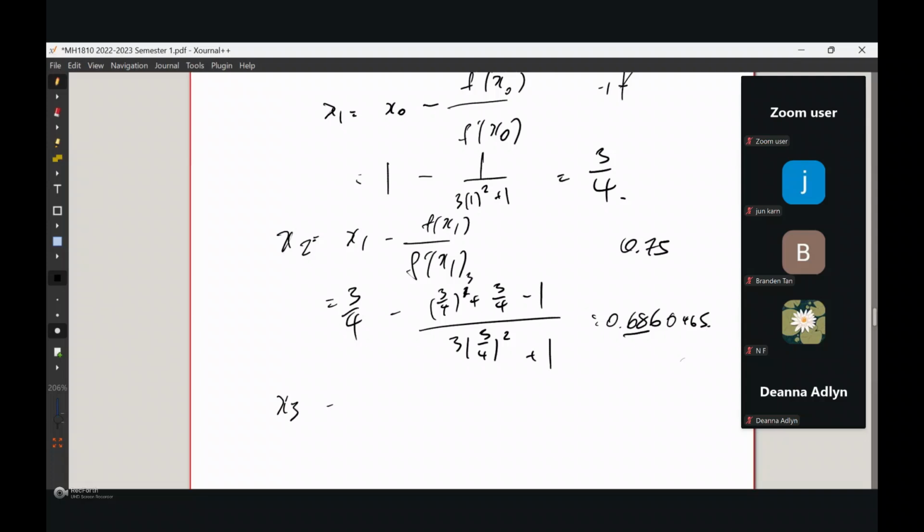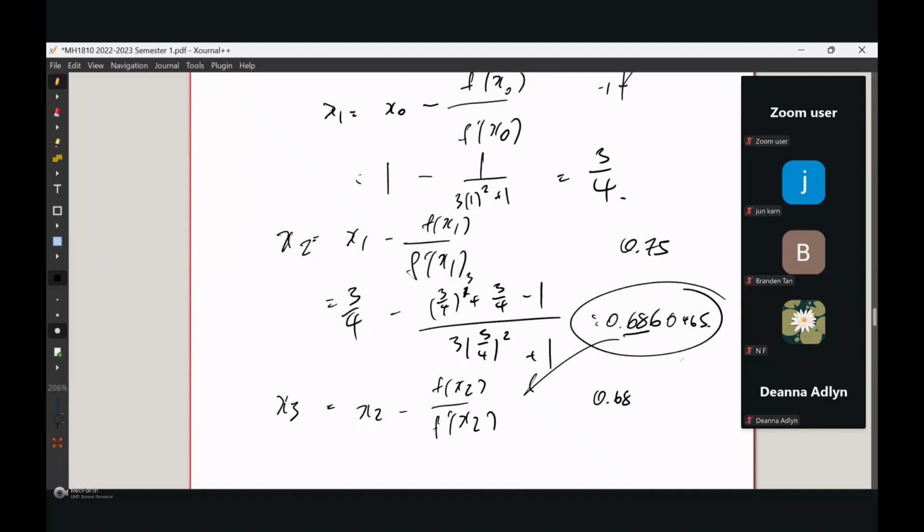So x3 is x2 minus f(x2) over f'(x2). Use this value, plug in here. Just keep repeating until eventually you will get 0.68 something. Then you see that the two decimal places are stabilized already. Then you can stop. The final answer should be 0.68. You will need to do one more time to ensure that it's stabilized.